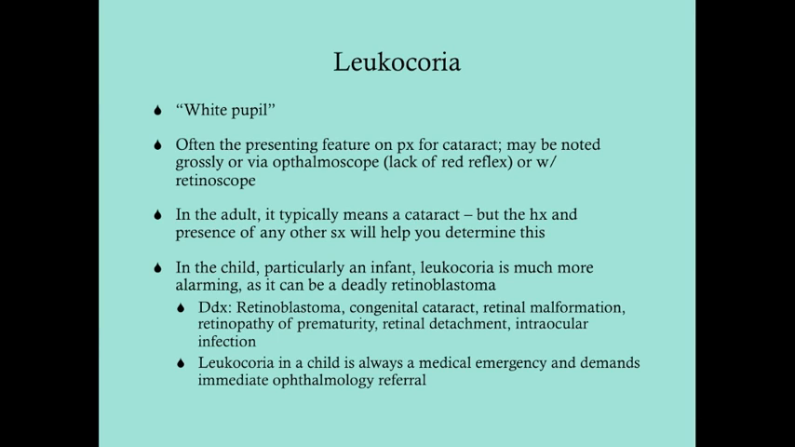Other things that leukochoria can be is a congenital cataract, and that is the number one cause of leukochoria in children. Retinal malformations, retinopathy of prematurity, which of course you're going to see in premature babies, particularly under 30 weeks of gestation. Retinal detachment, and intraocular infections. And as I've mentioned, leukochoria in a child is always a medical emergency and demands immediate ophthalmology referral.